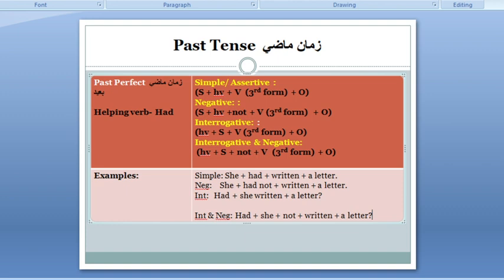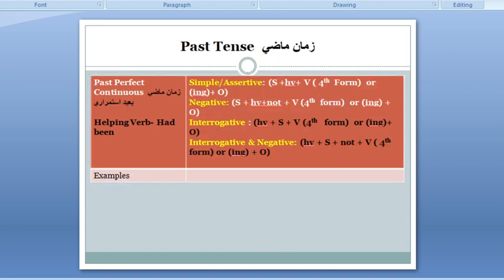So try to write more examples of the past perfect tense, or of each tense, in your copybook, or encourage your children to identify the tenses from the newspaper, from the books, and from their academic books. That will really help them a lot to understand and identify the simple sentence and the example of the sentence, and which tense it belongs to. So the past perfect continuous.